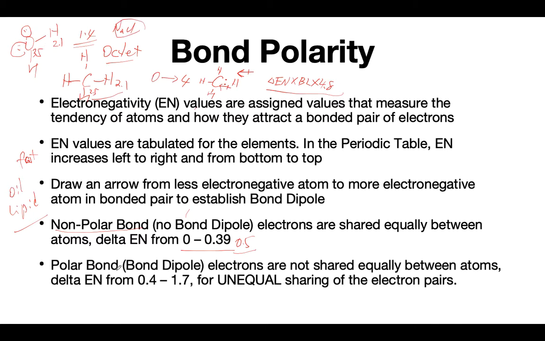So in a polar bond, you can see that electrons are not shared equally between the atoms. The difference of electronegativity can be from 0.4 to 1.7. So this case will be unequal sharing of the electron pairs.